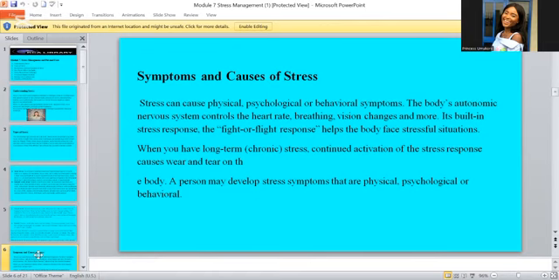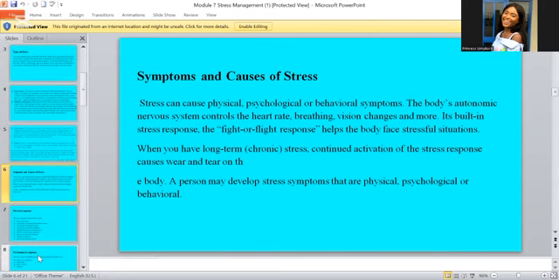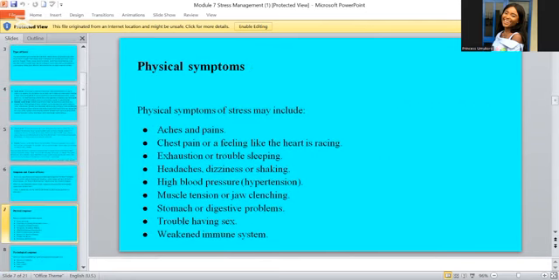Stress can cause physical, psychological, or behavioral symptoms. The body's automatic nervous system controls the heart rate, breathing, vision changes, and even more. Its inbuilt stress response, the fight or flight response, helps the body face stressful situations. So let us look at physical symptoms.